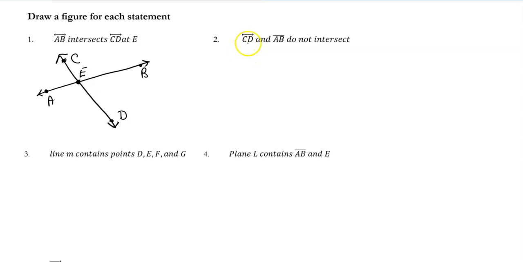All right, for number 2, we start off with CD. So I'm going to draw this line CD. And then for this one, it says segment AB does not intersect. Well, what kind of lines don't intersect? Yeah, parallel lines. So I need to draw this one parallel to that one there.